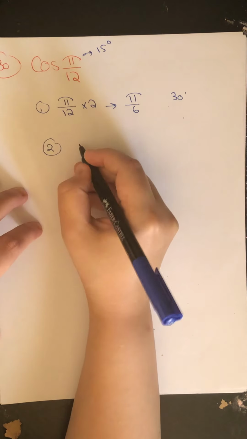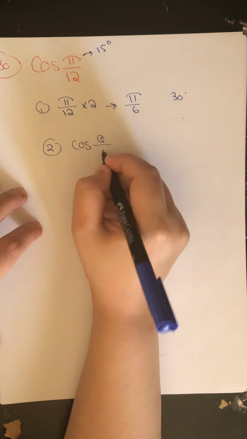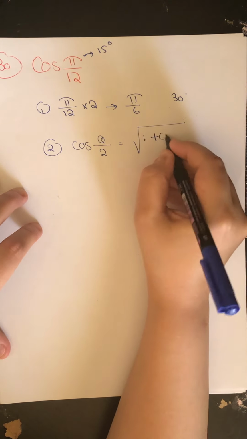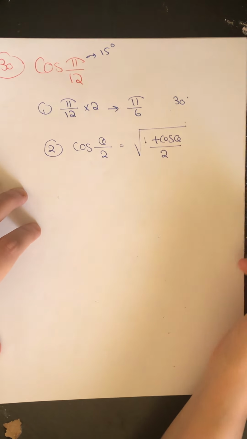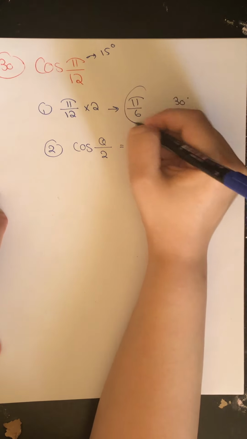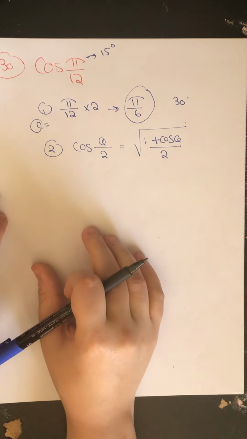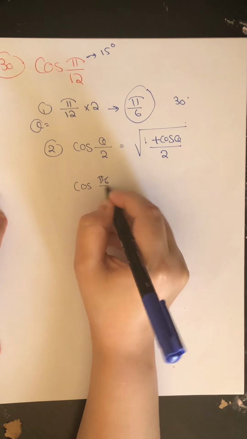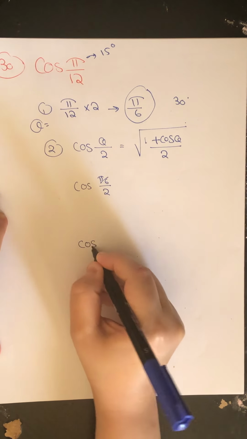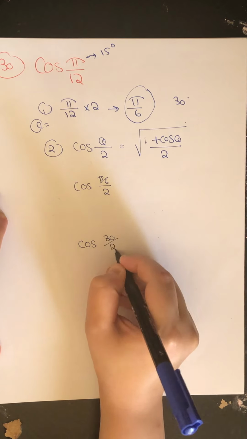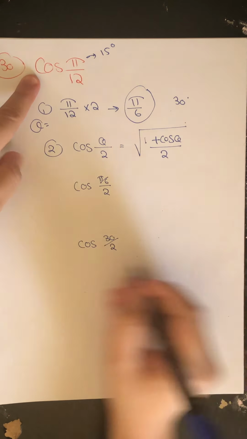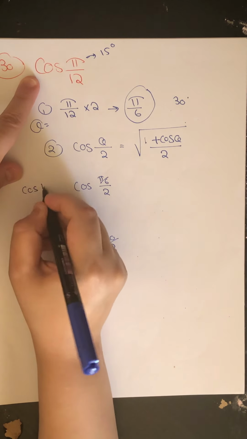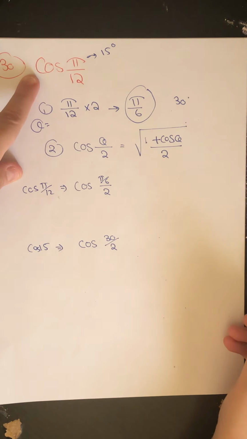The second step is to use this identity: cosine theta over 2 is equal to the square root of 1 plus cosine theta over 2. Note this is in quadrant 1, so it's positive anyway. So I'm going to use this as theta. Cosine pi over 6 over 2. If I want it in degrees, it's cosine 30 over 2, which is cosine 15 degrees, which I want. So here cosine 15 degrees is equal to this, and here cosine pi over 12 is equal to this.